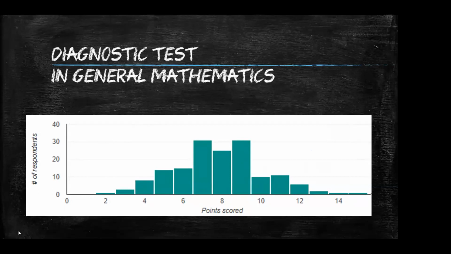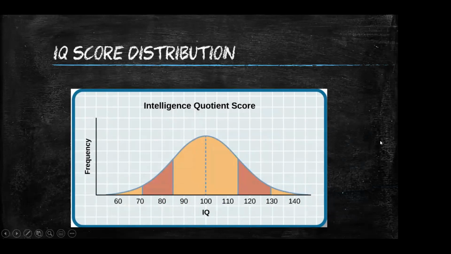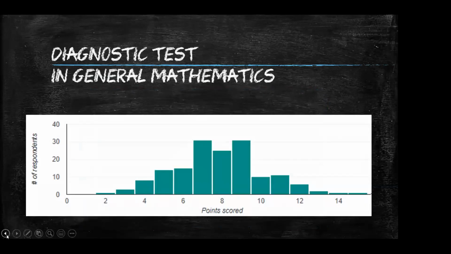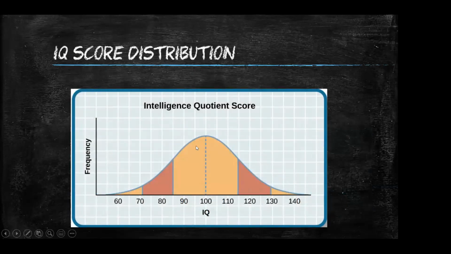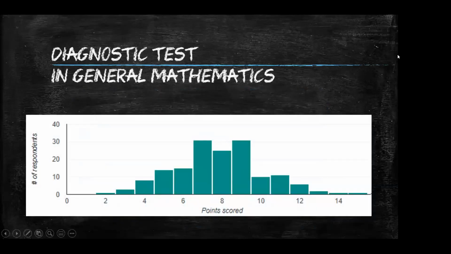Okay. So yun po. Ngayon po, ito naman. As you can see, the diagnostic test in general mathematics is quite similar to this graph. So we have here a line graph naman. So this is an IQ score distribution. Sige, way back to our diagnostic test, bakit kaya walang masyadong nakakuha sa high scores?